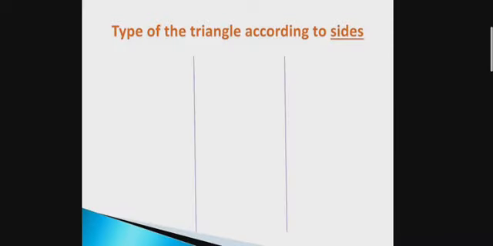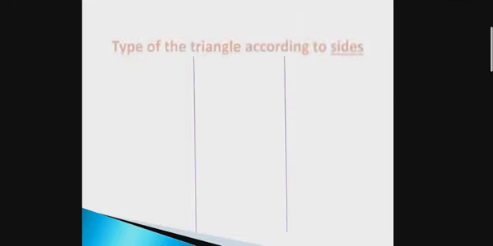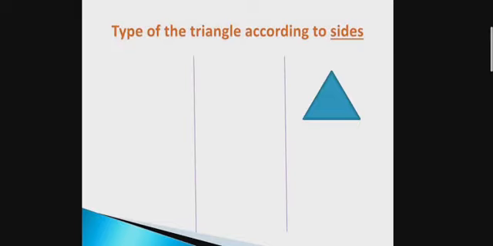Now we will identify the triangles according to sides. There are three possibilities. First one: in this triangle there are three equal sides. That's why we call this triangle an equilateral triangle. Equilateral. Again, repeat after me. Equilateral. So the equilateral triangle has three equal sides.